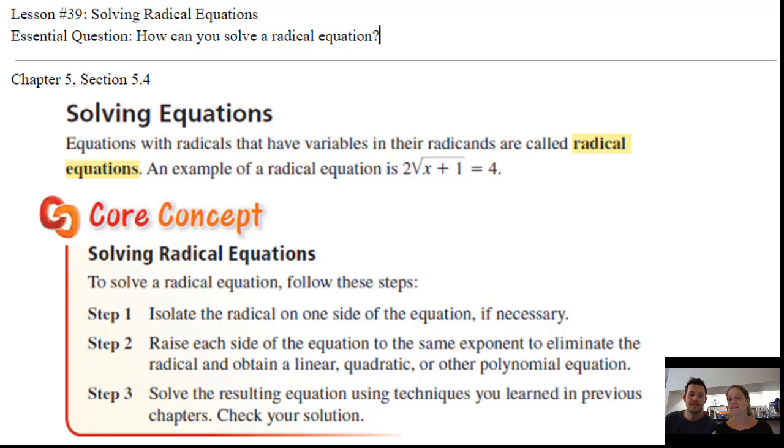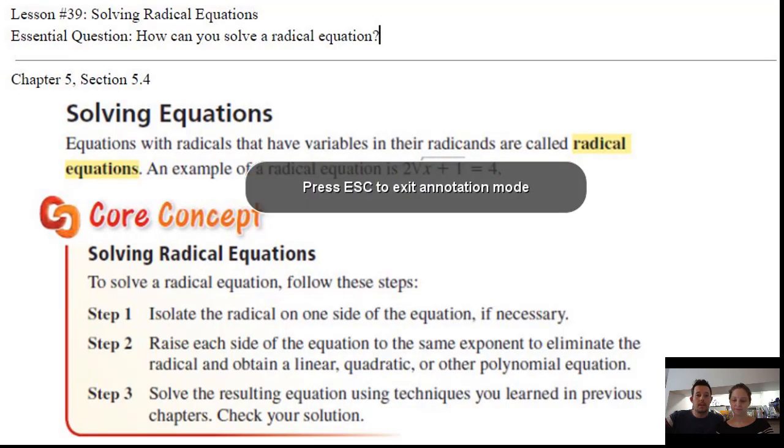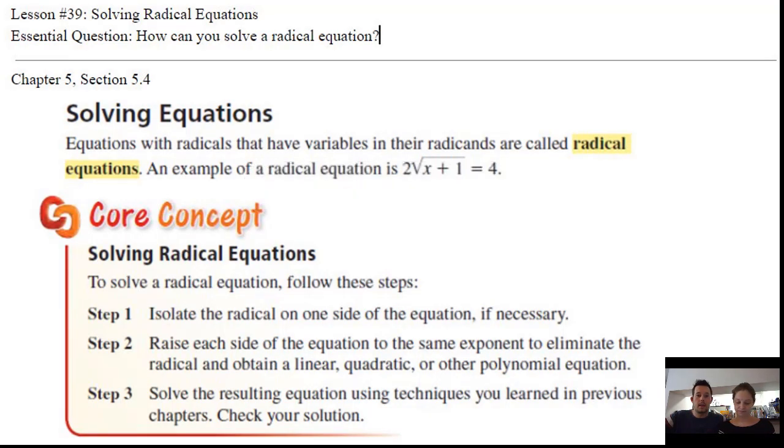So in this lesson, we're solving radicals, and we're going to begin with what are the steps for solving a radical equation, and then we'll start solving them. All right, so the first step, you're going to perform basic algebra to isolate the radical on one side of the equation if necessary.